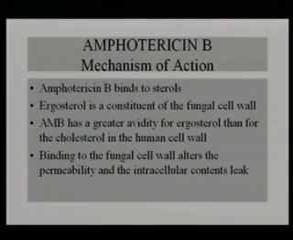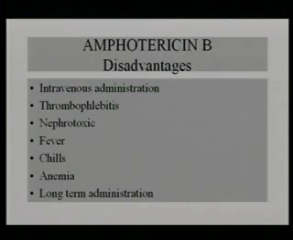Amphotericin B binds to the sterols, but it has a greater affinity for the ergosterol in the fungal cell wall than it does for the human. But you still get a lot of toxicity in humans. These are the side effects of amphotericin B. It's also known as amphoterrible.